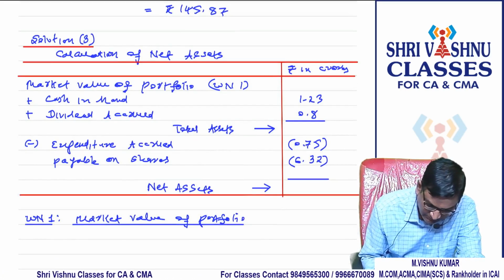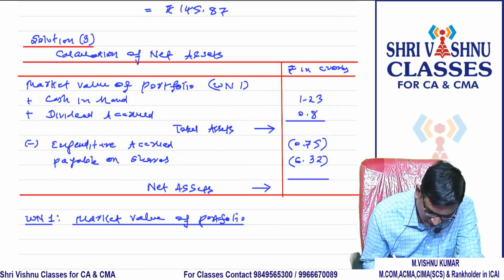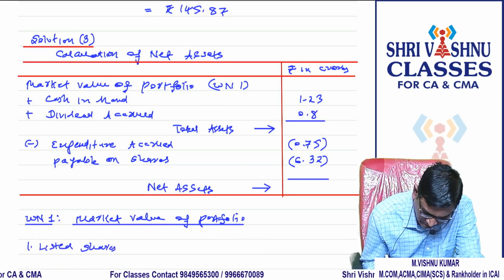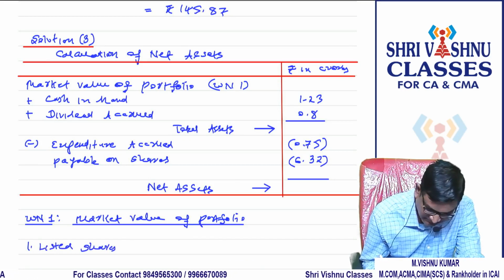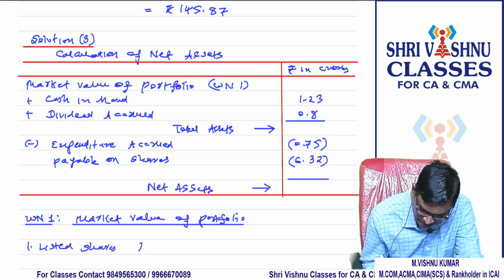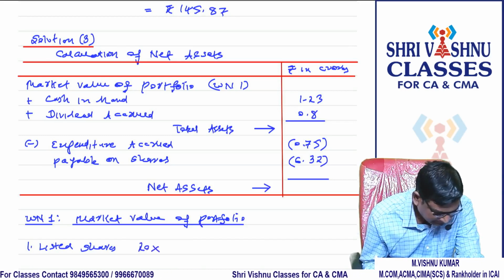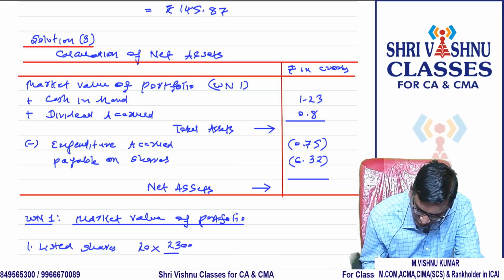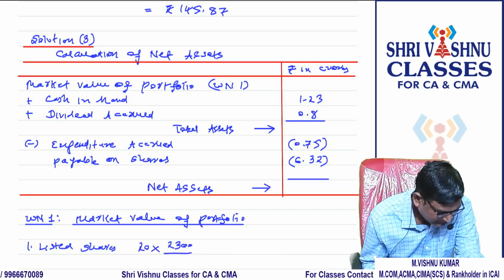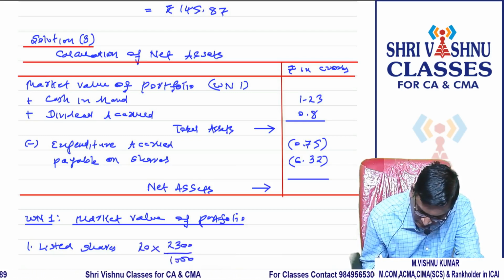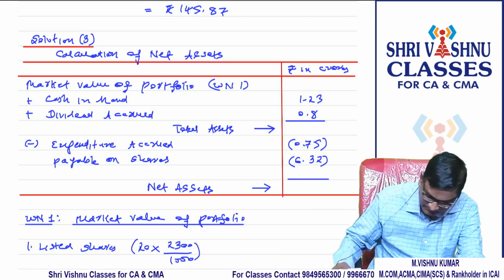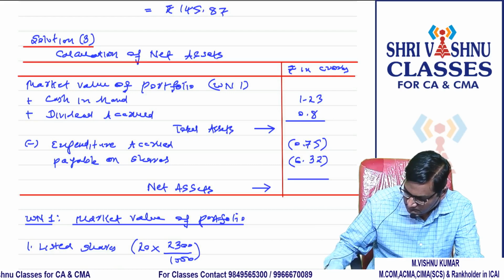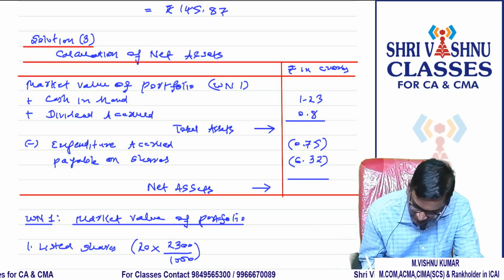Market value of portfolio, listed shares 20 into 2300 by 1000. 46.